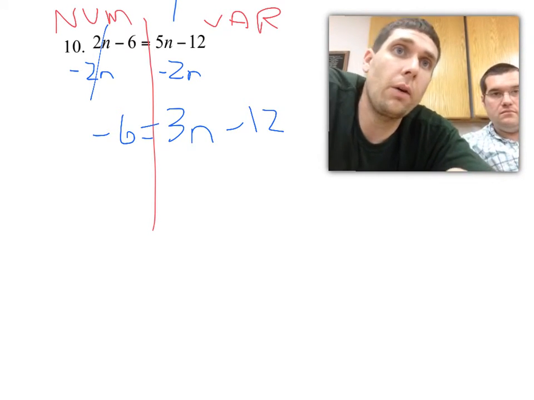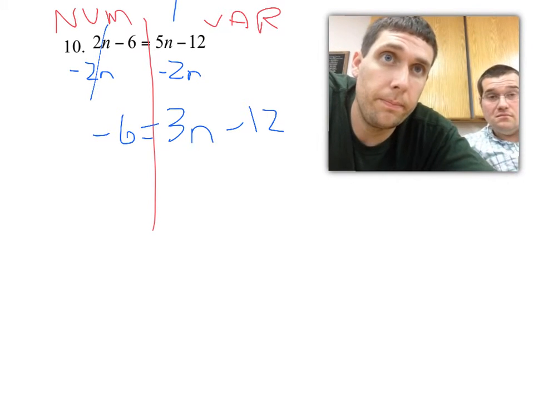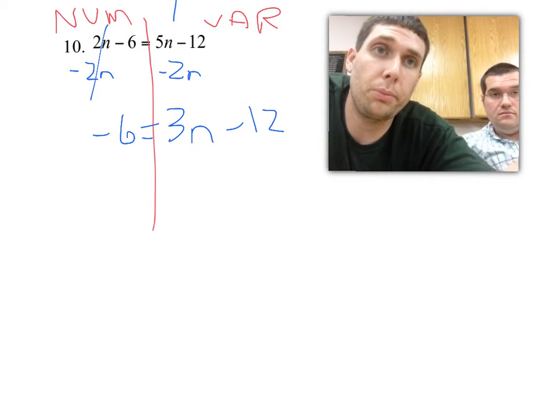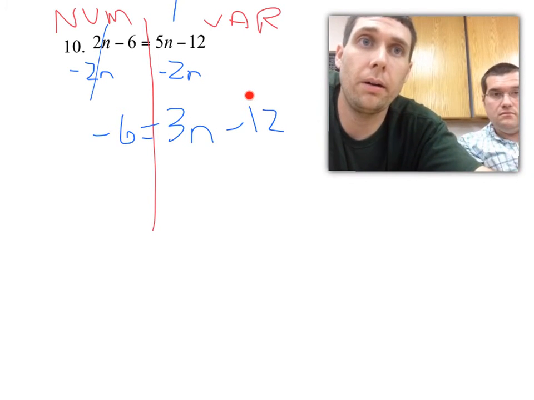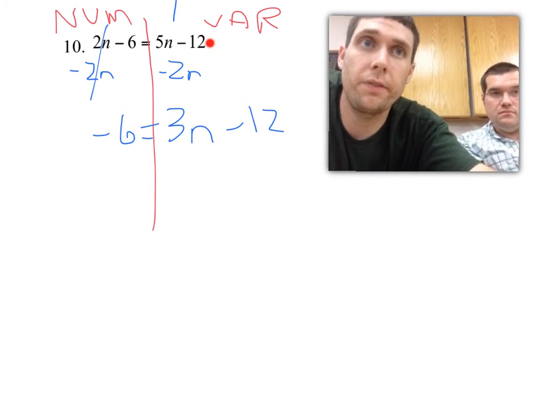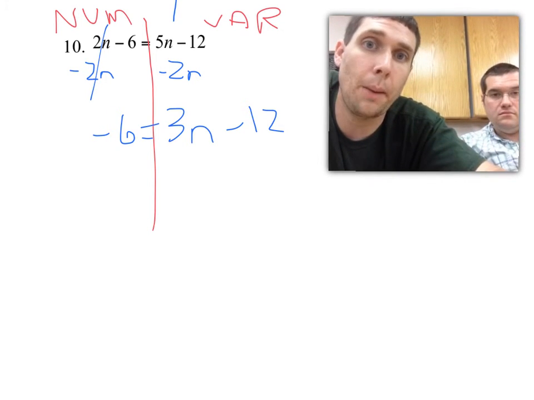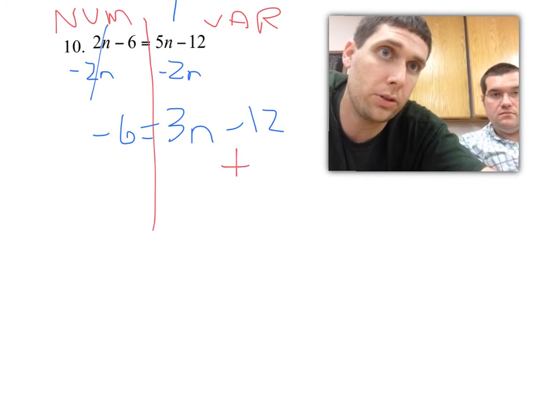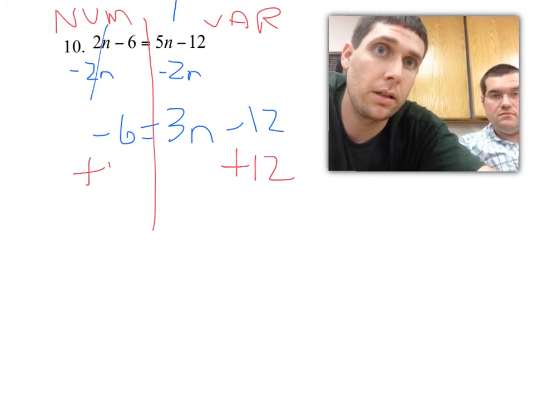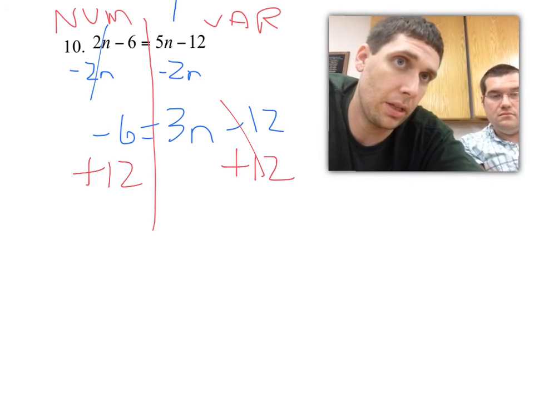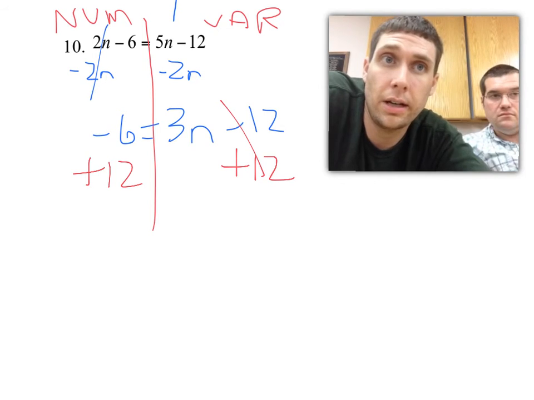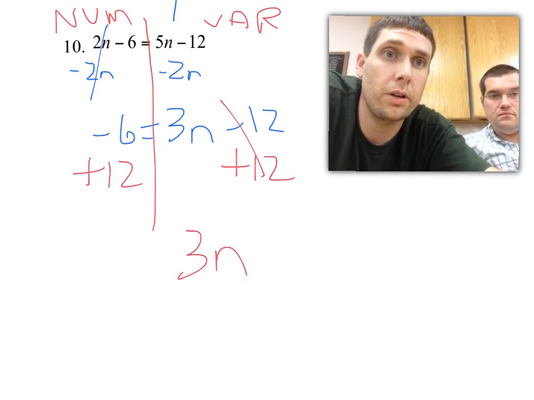So now, all my variables are on the correct side. But there's still a number that's out of place. I still have a -12 here on the variable side. I don't want that. I want the -12 somehow to get over here to the number side. So opposite operation again, I'm going to add 12 to each side, because that will eliminate it on this side, because -12, +12 cancel out, leaving me just a 3n over here.